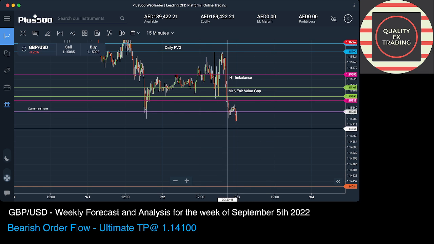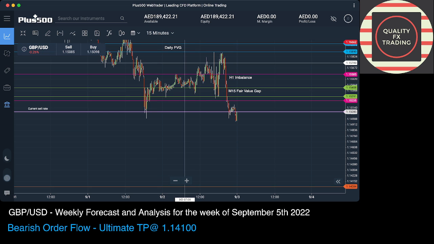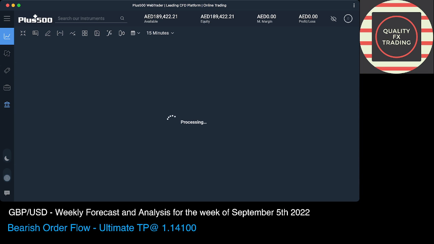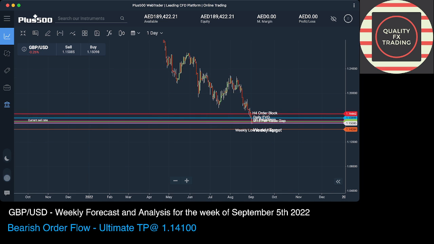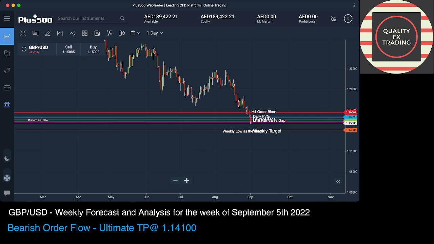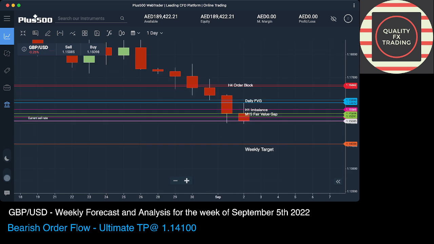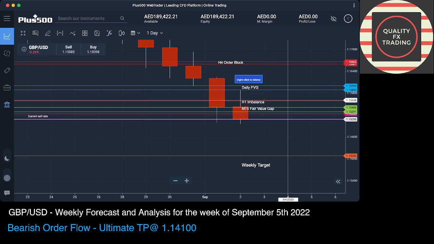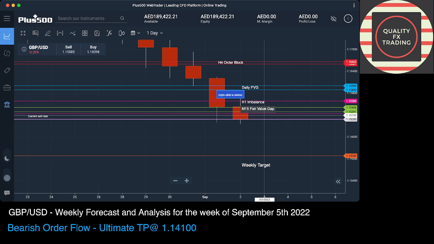So here this blue line also is showing me a daily fair value gap. If I go quickly to the daily chart, in the daily chart there is a gap between Thursday's low and Friday's high. You can see clearly the Wednesday's low and Friday's high. There is a gap. So another possibility is that price goes up to sweep this fair value gap.